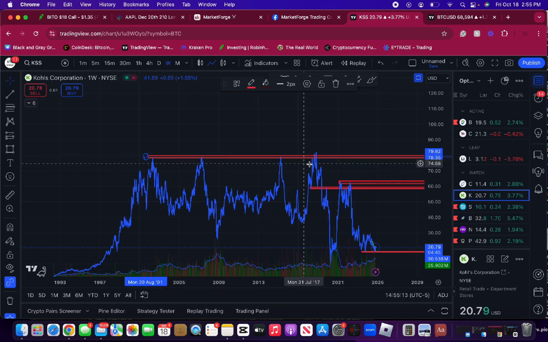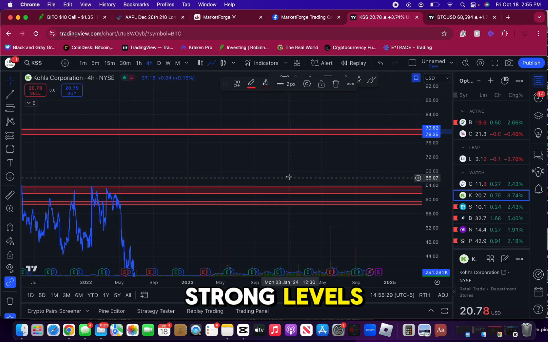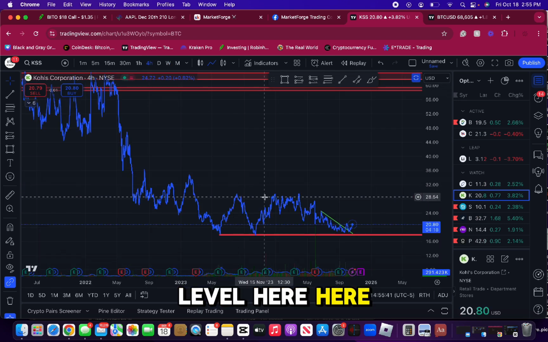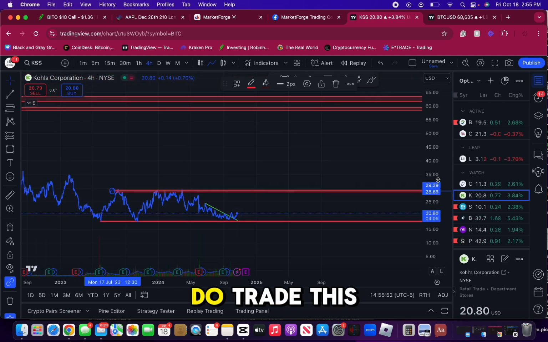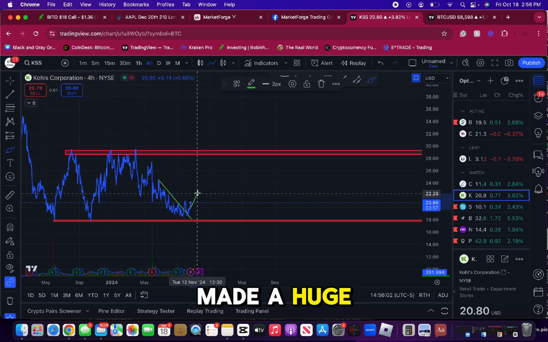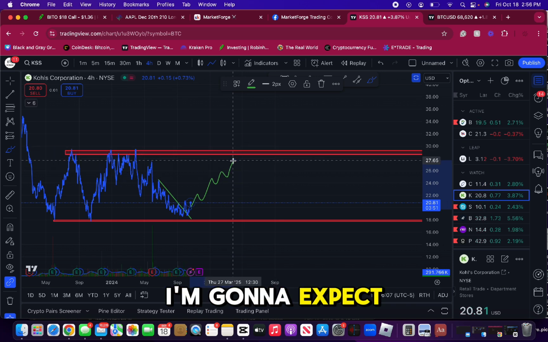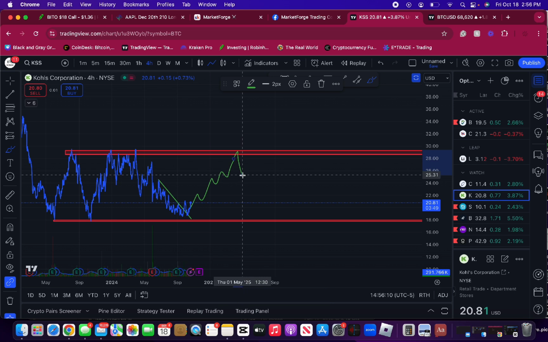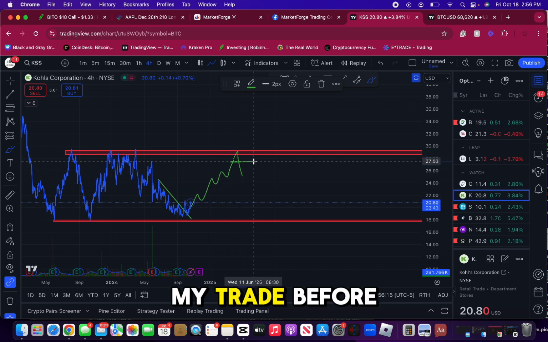Another zone here. So if you just look at the charts, and I like to start with a monthly or weekly view and then move into my 4-hour, because I know that these are strong levels. This is a level here, hit here, here, here. So when I do trade this, let's say I made a huge move up, when it gets to this zone here, I'm going to expect it to get rejected. So if I was in a trade, I may exit my trade before it gets there.